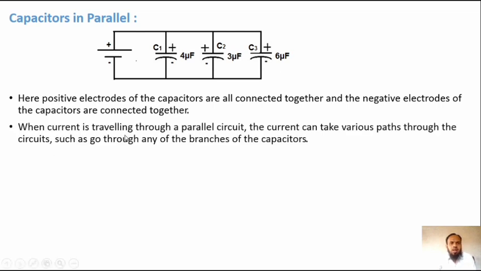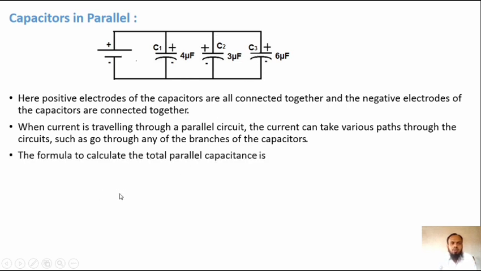When current is traveling through the parallel circuit, the current can take various paths through the circuits, such as go through any of the branches of the capacitor. That means current from here passes through this C1, then here C2 and here C3.